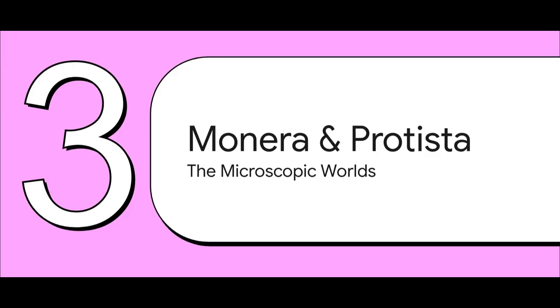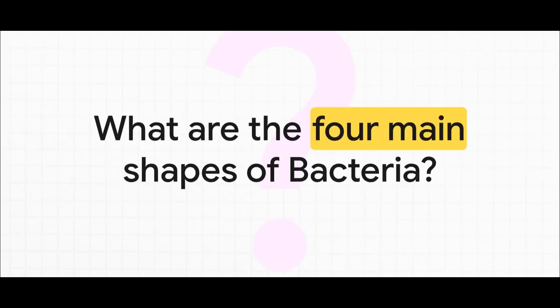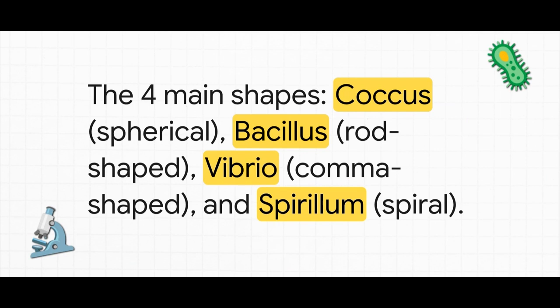Okay, Section 3, Monera and Protista. Let's put on our virtual lab coats and take a deep dive into these incredible microscopic worlds. So, Kingdom Monera, its sole members are bacteria, and you get direct questions on their shapes all the time. So, what are the 4 basic shapes of bacteria? Try to recall them. Boom! Here they are. Coccus, which means spherical or round, bacillus, which is rod-shaped, vibrio, which is comma-shaped, and spirillum, which is spiral-shaped. Simple, right? You just have to remember these 4 names.